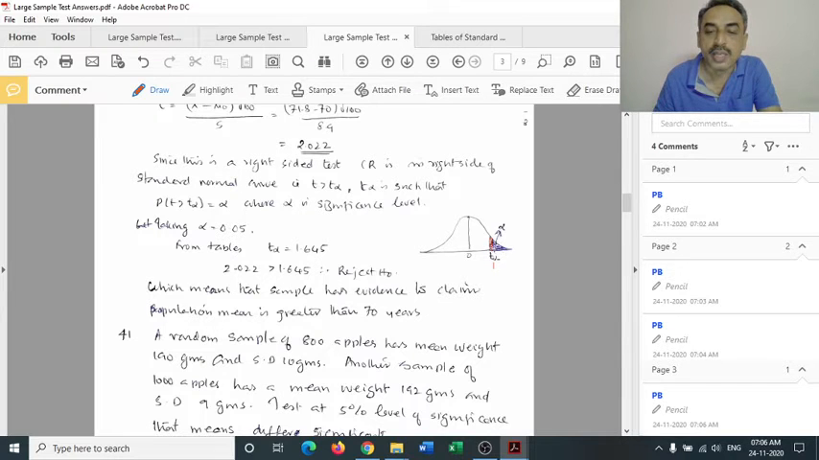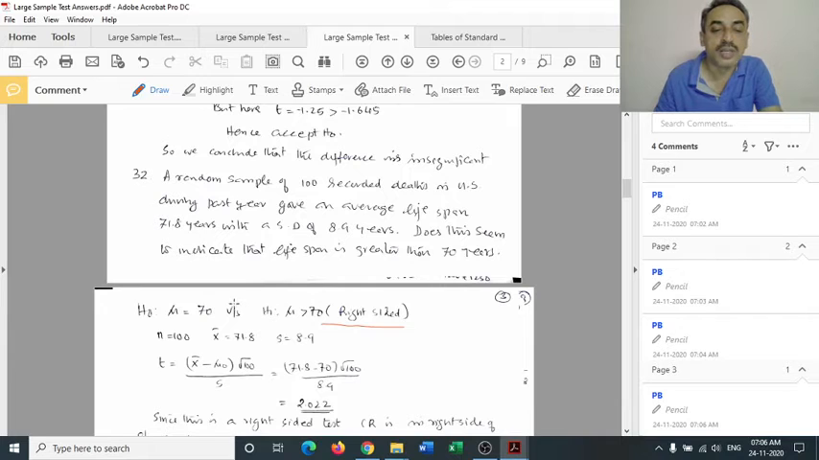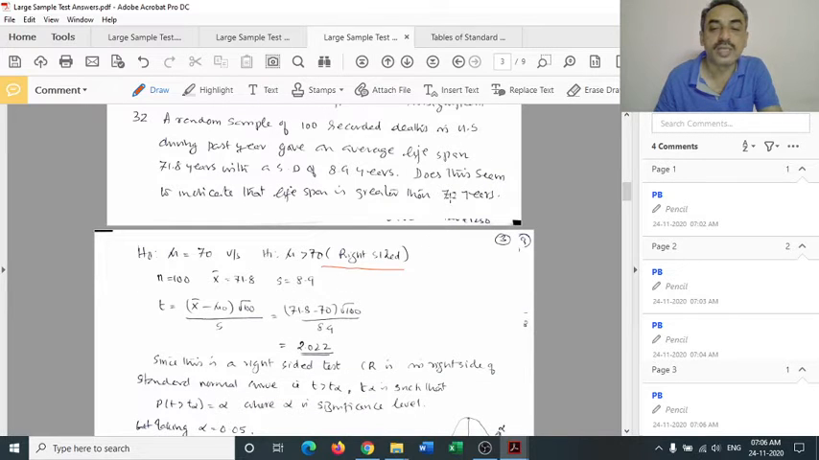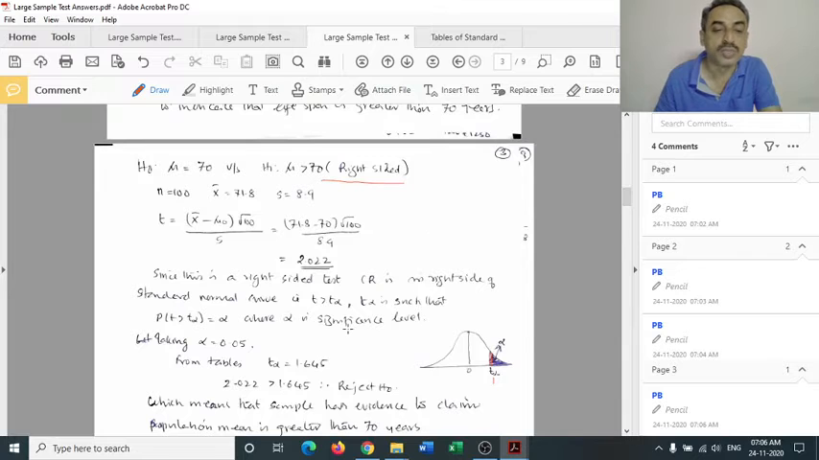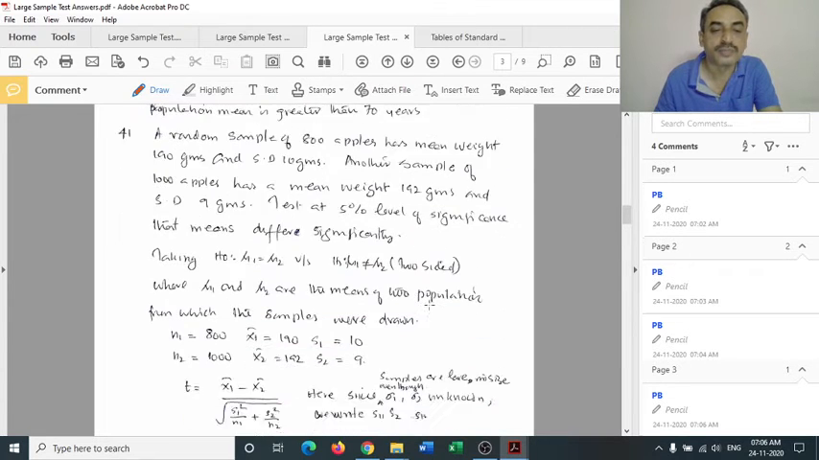It will fall in the shaded sector, which means it is to be rejected, which means that the difference between the sample mean and population mean is significant. That is, there is no evidence to accept the population mean as 70 years. The sample shows 71.8 years, while the suspected value of the population is 70 years. We have to reject the hypothesis. That's why we conclude the sample has evidence to claim the population mean is greater than 70 years.